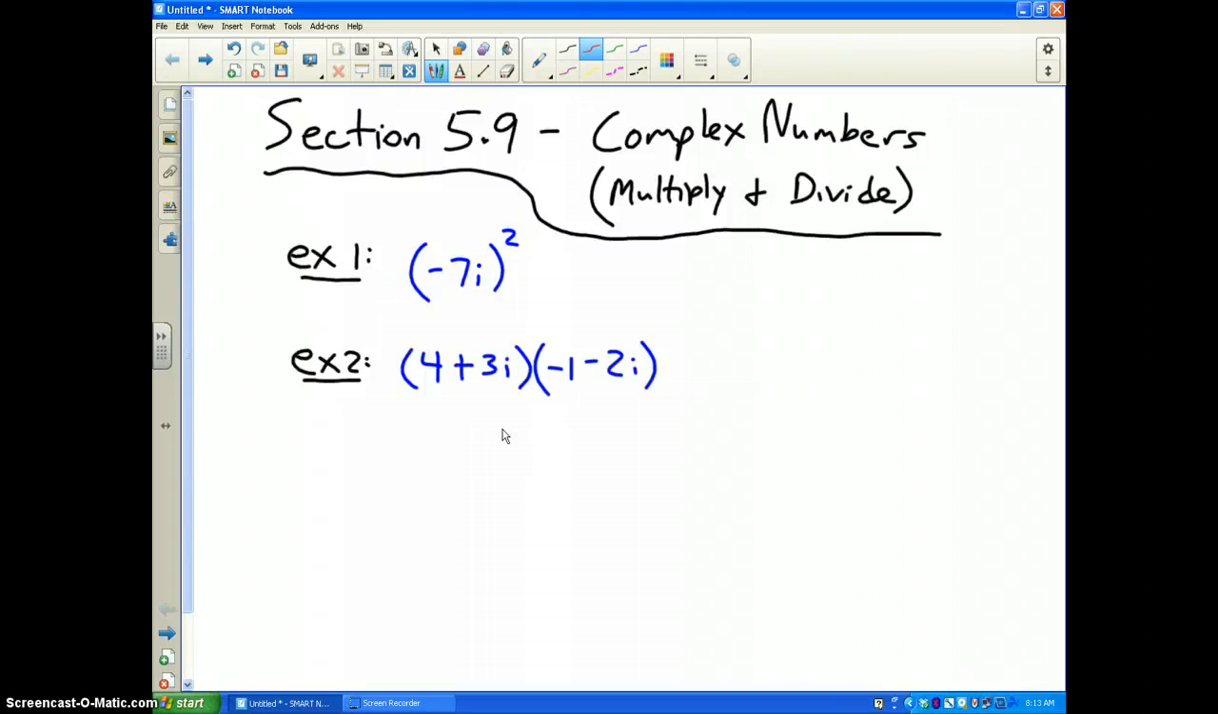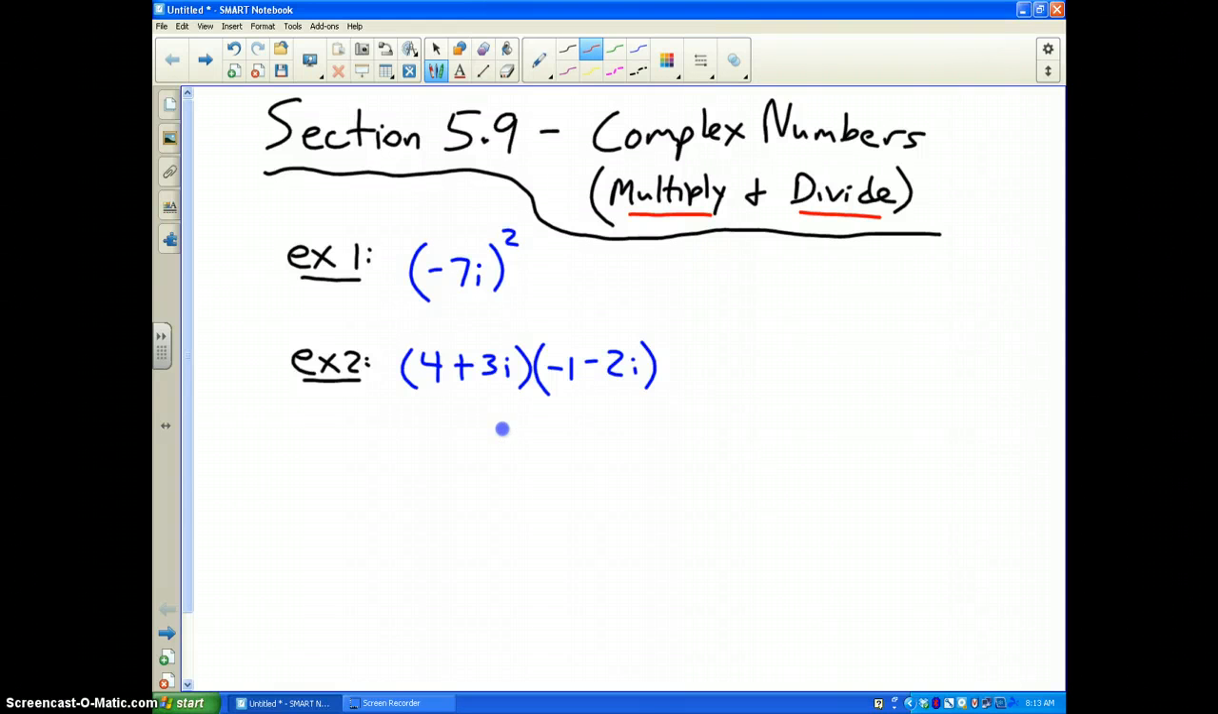In the last video in section 5.9, we talked about complex numbers and adding and subtracting. Now this particular lesson is going to talk about multiplication and division. So in order to multiply, I've got a couple of examples here on the board.